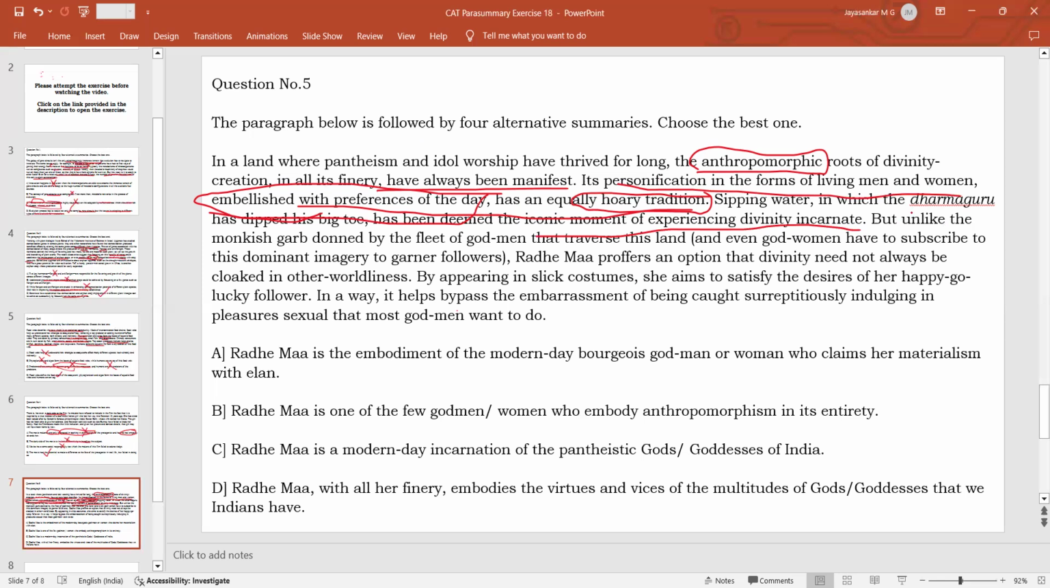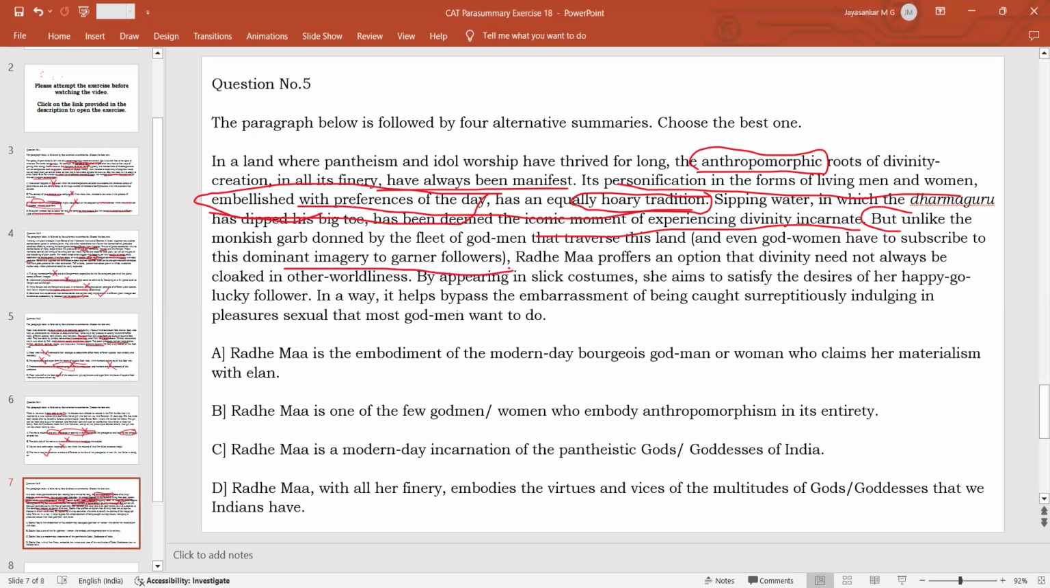But then we talk about a particular god woman called Radhima. Normally, all these godmen and women dress like monks, like sannyasis or priests, in the clothes of a monk, so as to project themselves as divine representatives. So that is why they wear a monkish garb. But even god women are doing this because it is a dominant imagery to garner followers.